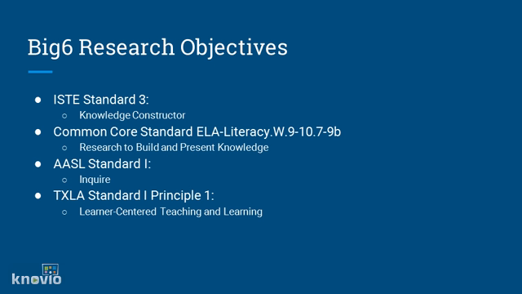Common Core Standard for English, ninth grade, is the ability to research, to build and present knowledge. So you see how we're saying the same thing over and over again, that you're going to be able to research and use that information in a presentation. For AASL Standard 1, you're going to learn how to inquire. So you'll have something specific, your research question, that you want to inquire about, find information, make sure that information is credible, and put that into your presentation.